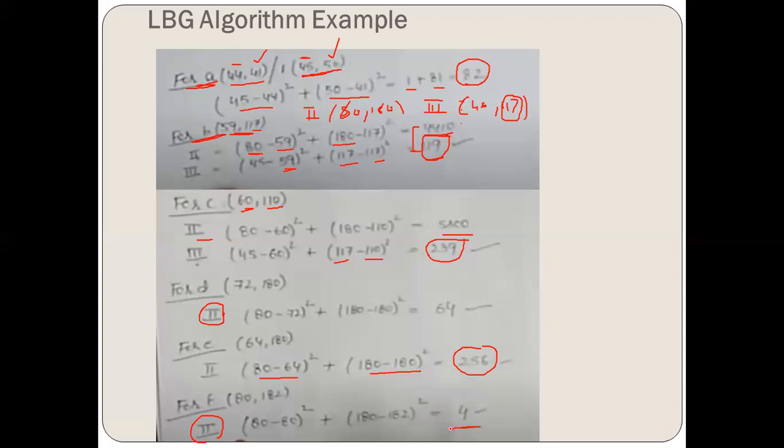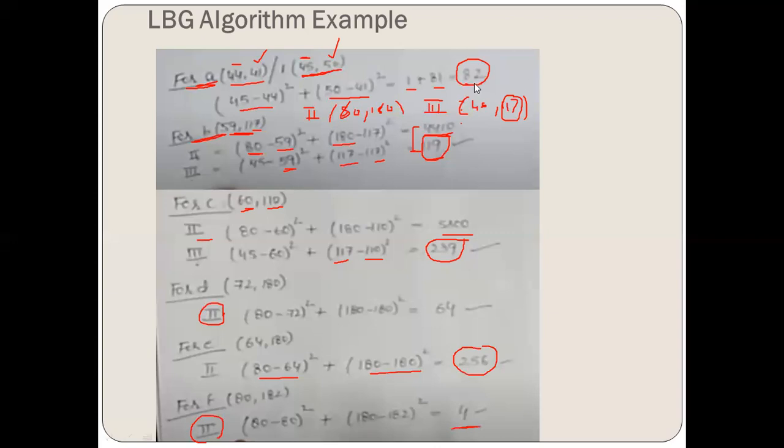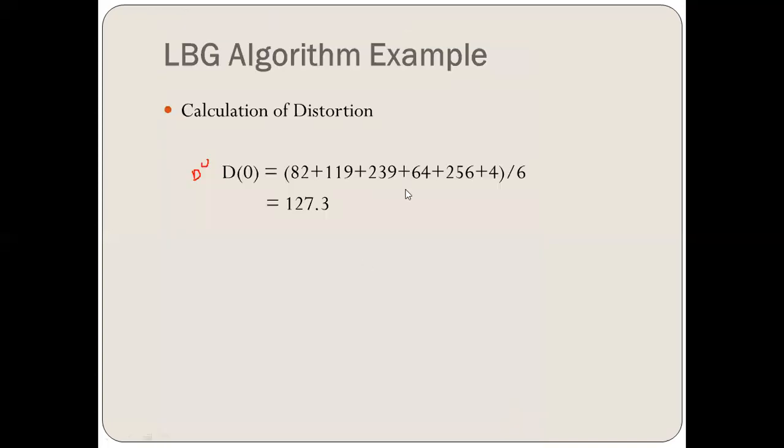Now what we have to do is find the distortion. For the first iteration, the distortion will be D raised to the power 0. That will be equal to, I'll take all the values, that is the difference between these: 82 plus 19 plus 239 plus 64 plus 256 plus 4 and divided by 6, because how many values we have in the training set? 6. So it will be equal to 127.3.